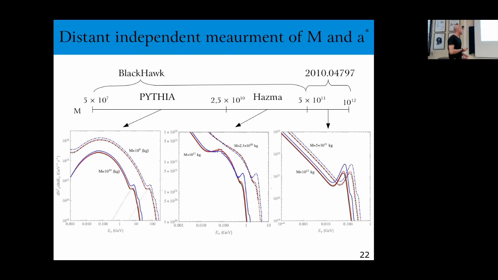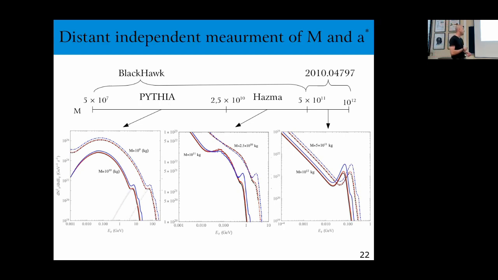And here are reported examples of the total spectrum for different mass black holes and different spin, from zero to 0.5, the spin parameter of the black hole in the three cases. And as you can see, they look different. And also for this reason, we didn't want to use this tail part, but wanted to use something in this area, which is shared.